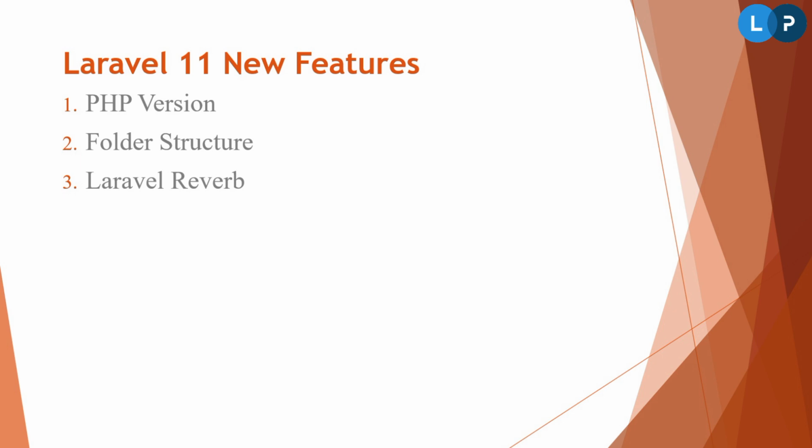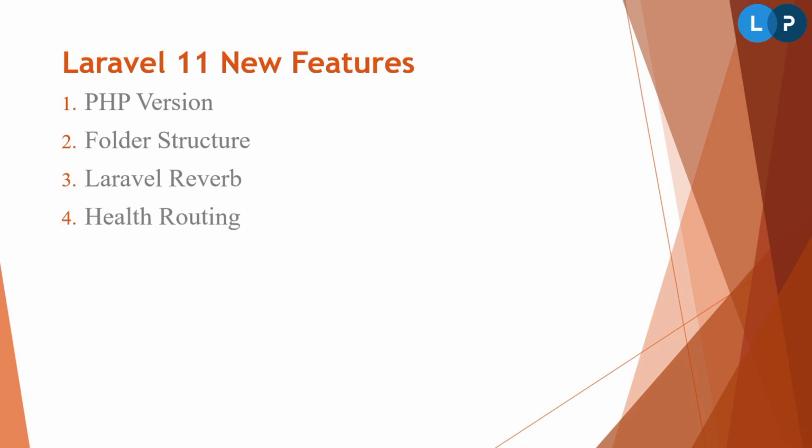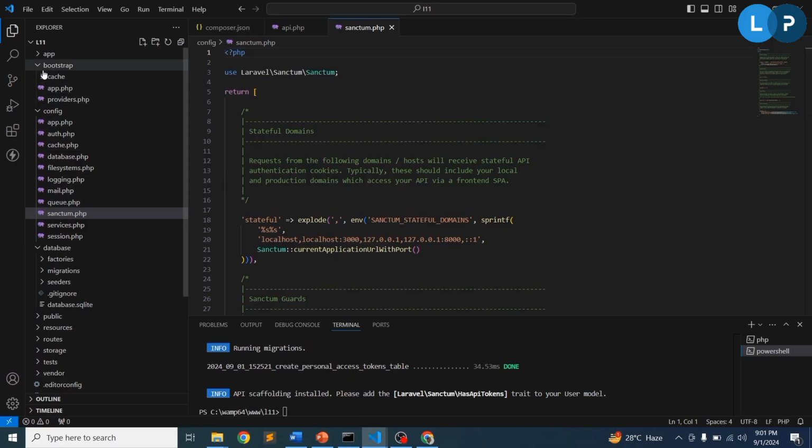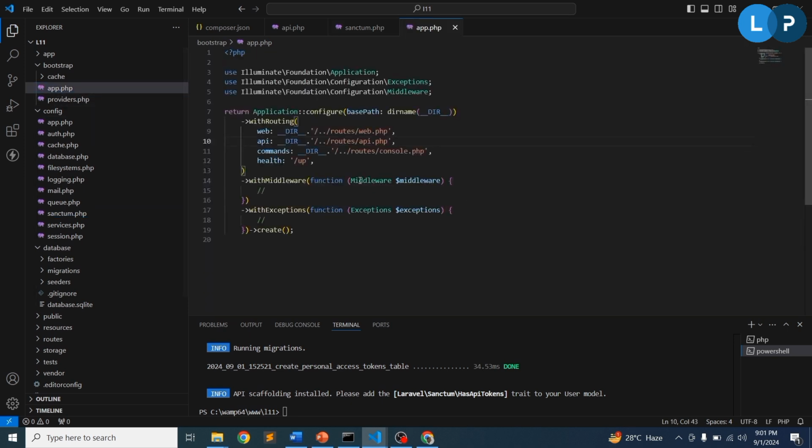Another thing is Laravel health routing. So what is health routing? If you go to the Laravel 11 directory, go to the bootstrap app.php. You can see this is the health route. Actually, in a new Laravel 11 application, there is a health routing directive, which instructs Laravel to define a simple health check endpoint that may be invoked by third-party application health monitoring systems. So how to check this?